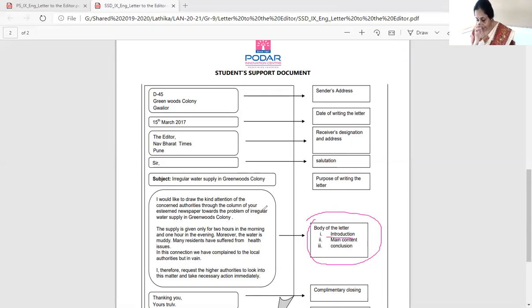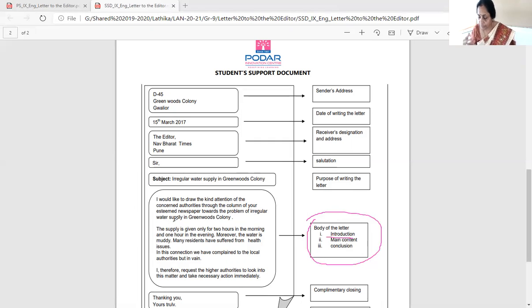So this is the main subject that he is trying to get your attention to. He needs some service to be done for this water supply, which is very irregular. So he expects some action to be taken by the respective authorities, whoever is concerned with that department. Okay, so that is the introduction.